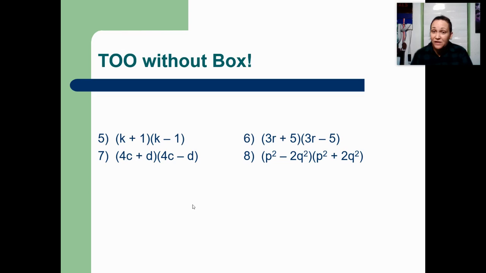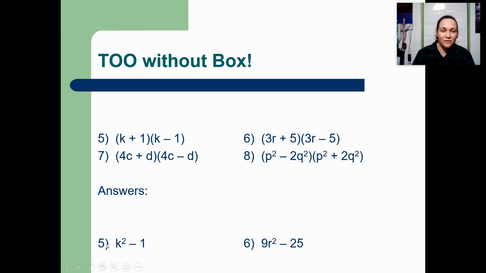Okay, I hope you paused the video and you did these questions, so you should already have answers on your paper to check. Let's start with 5 and 6. So for question 5, k squared minus sign, and then 1 squared is just still 1. For question 6, 3 squared is 9, and then r squared. 5 squared is 25, and a minus sign. For question 7, 4 squared is 16, and then c squared, and then d squared, and the minus in the middle.